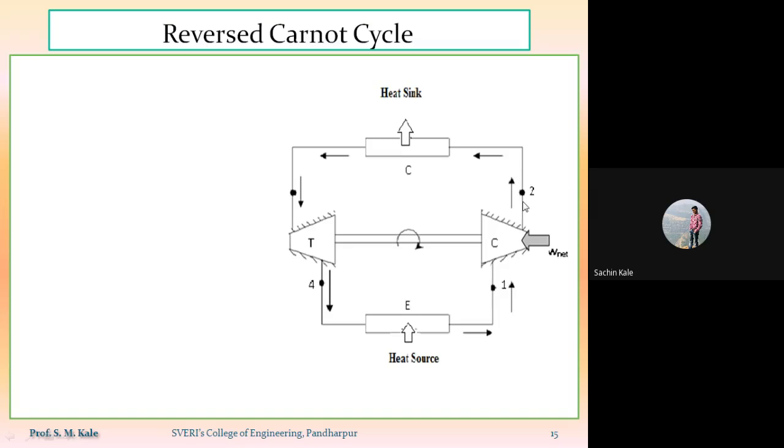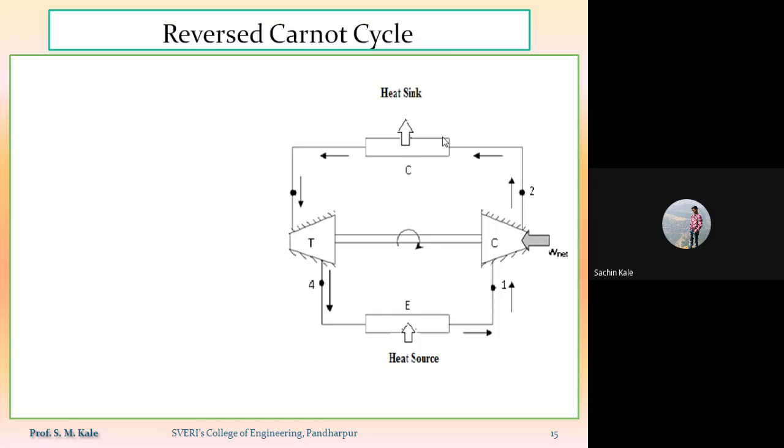So whatever 1 to 2 process as well as 3 to 4 process is there, those will be the isentropic compression and isentropic expansion processes. Here during the 1 to 2 process, no heat will be absorbed or rejected. During the 3 to 4 process, no heat will be absorbed or rejected. But the 2 to 3 process and 4 to 1 process are isothermal processes.